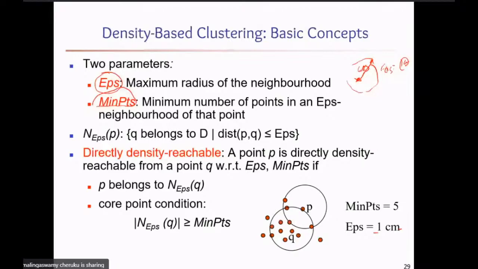Now, we have seen so many definitions related to the density-based clustering algorithm. We started with what is the minimum points, what is the epsilon, then we defined what is the core point, what is the epsilon neighborhood. Then we discussed what is directly density reachable, then density reachable, and then density connected. Then by using these definitions, how can we build the clustering algorithm? That's what is in the next slides.